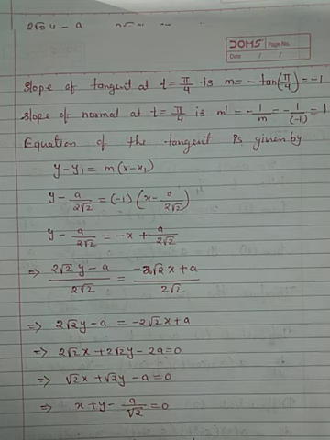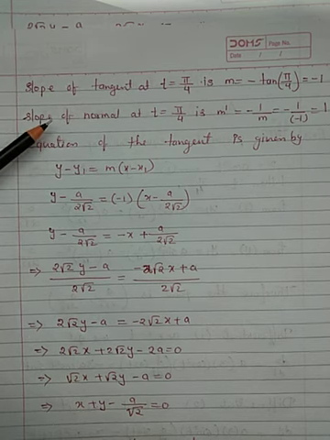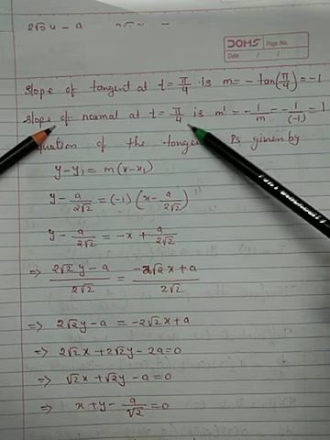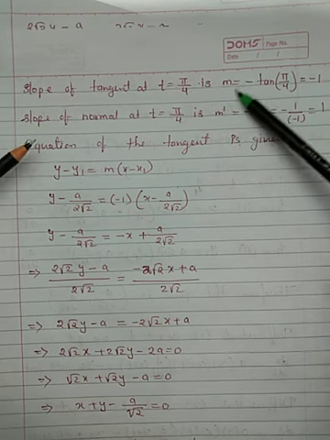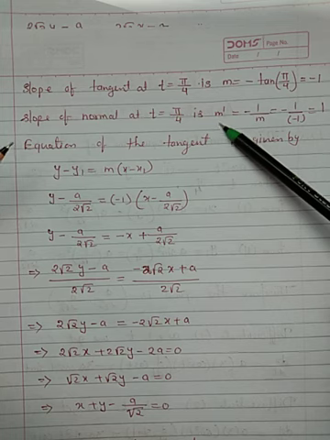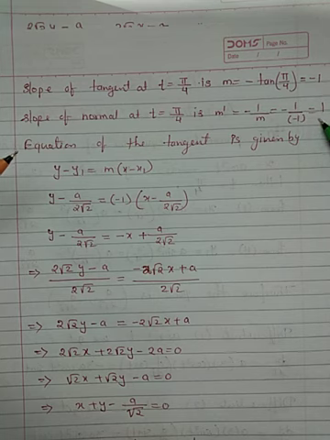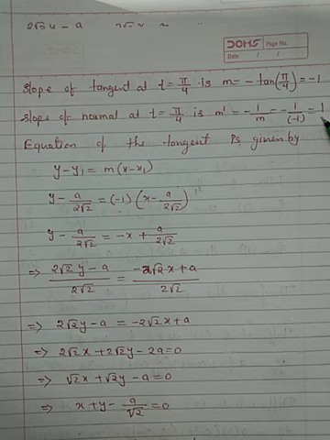Also we are asked to find the equation of normal. To find the equation of normal we need to find the slope of normal. The slope of normal at t equals pi by 4 will be the negative reciprocal of the slope of tangent. Let me take it as m dash, which equals minus 1 upon m, minus 1 upon minus 1, that is 1. This is the slope of tangent and this is the slope of normal.